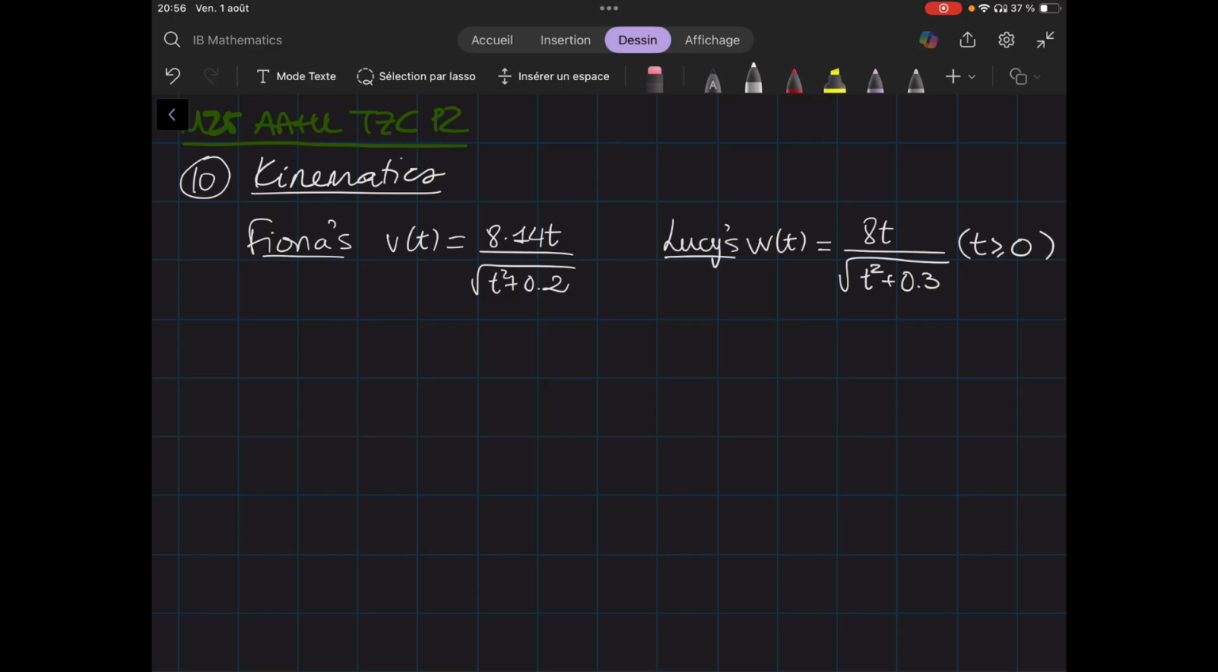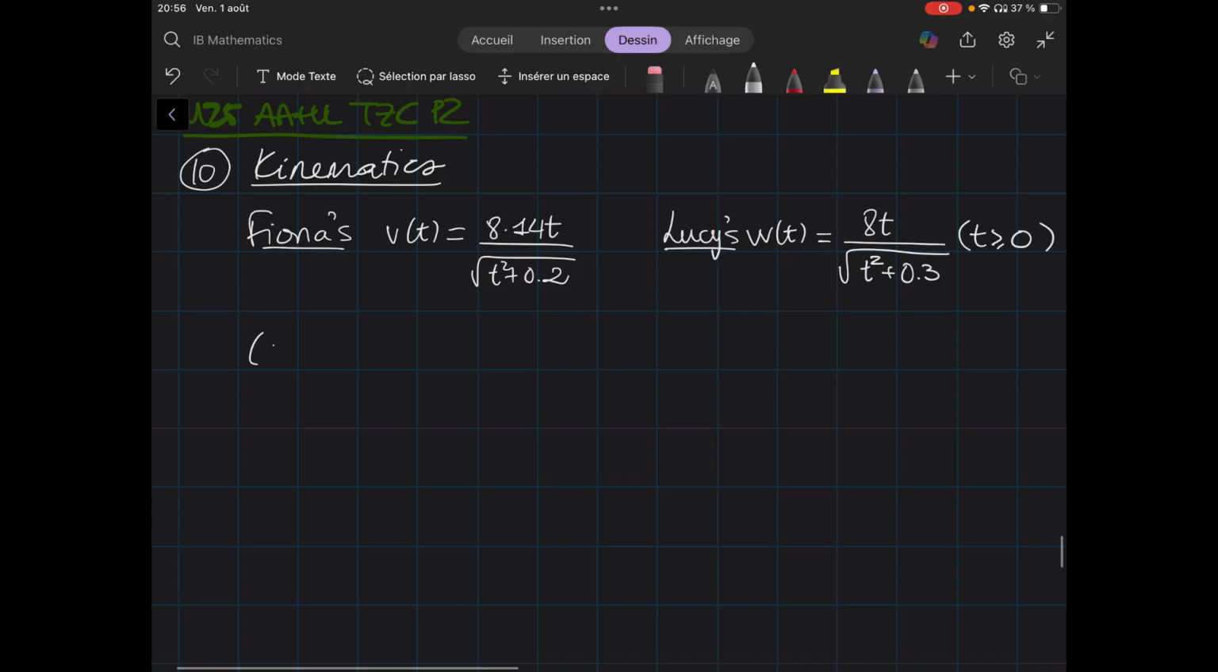So, in question 10, you're given Fiona's and Lucy's velocity functions. In part A, write down the value of V1. Trivial. If you want to be careful, make sure to include units.